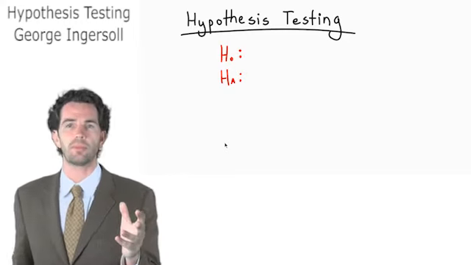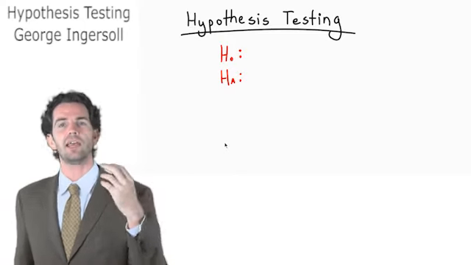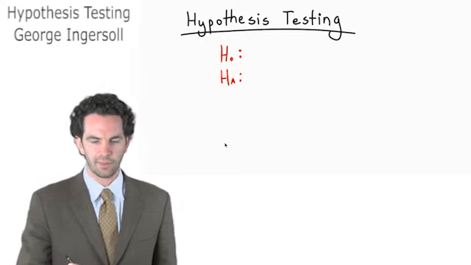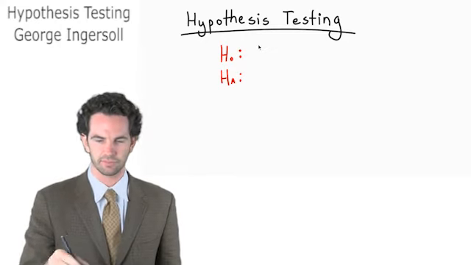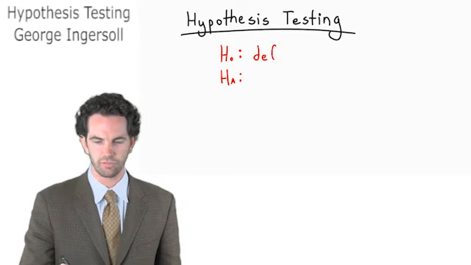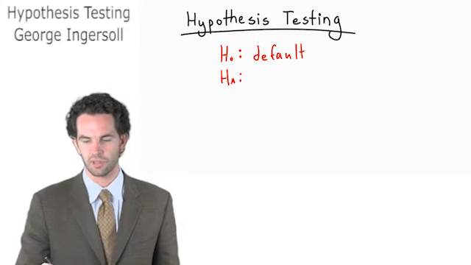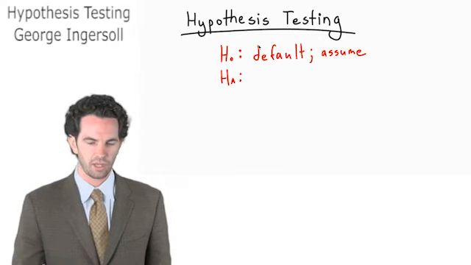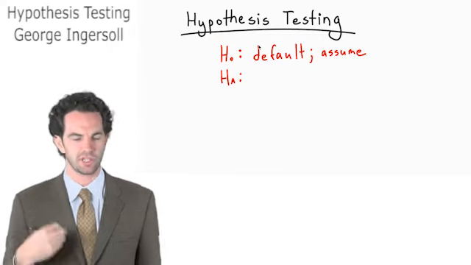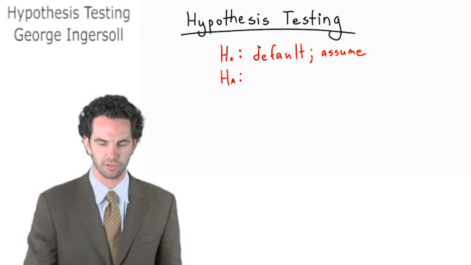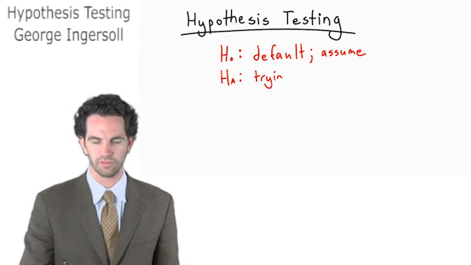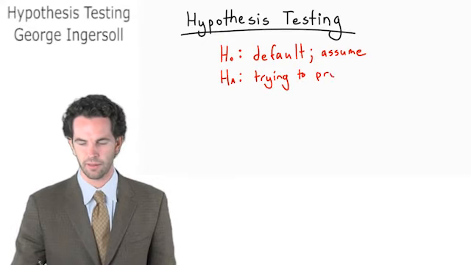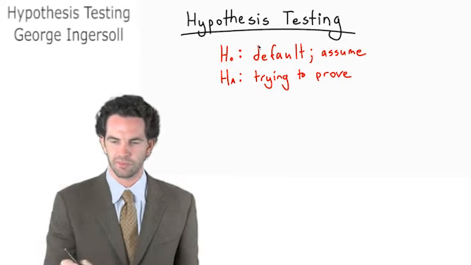One of the most important parts of hypothesis testing is defining a null hypothesis and an alternate hypothesis. The null hypothesis is our default. You could say it's the assumed proposition. And the alternate hypothesis is the thing that we're trying to prove. This is a rather unscientific definition, but there you have it.